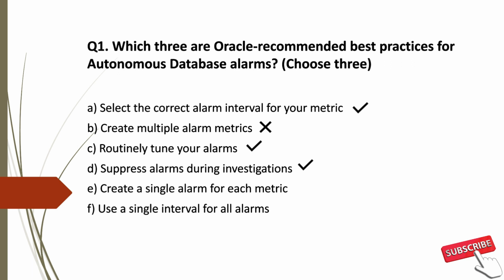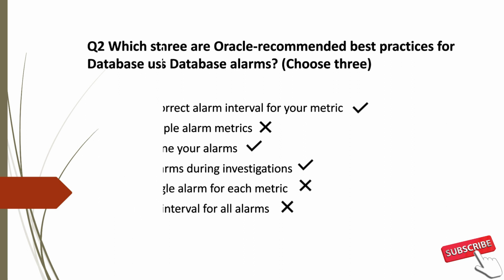Option E. Create a single alarm for each metric. No, you need to create multiple alarms for each metric. So this is incorrect. Option F. Use a single interval for all alarms. No, for each alarm, depending on the priority, you need to set up the interval. So this is also incorrect. So the correct options for question 1 are option A, C and D.